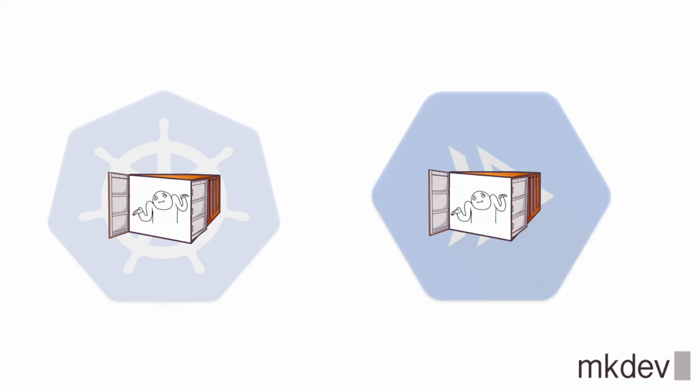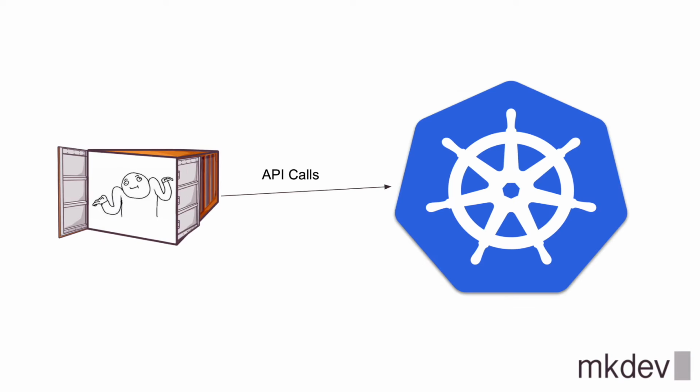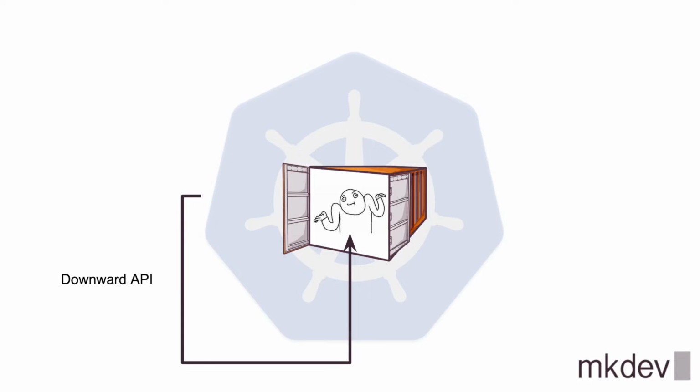But sometimes you still want to get the information about the pod inside the container. One way to do it would be to use the Kubernetes API via some custom scripts, Kubernetes client tools, or by modifying your application source code. While doable, this would make your container know too much about where it is running. Another way to do it is to use the Downward API.